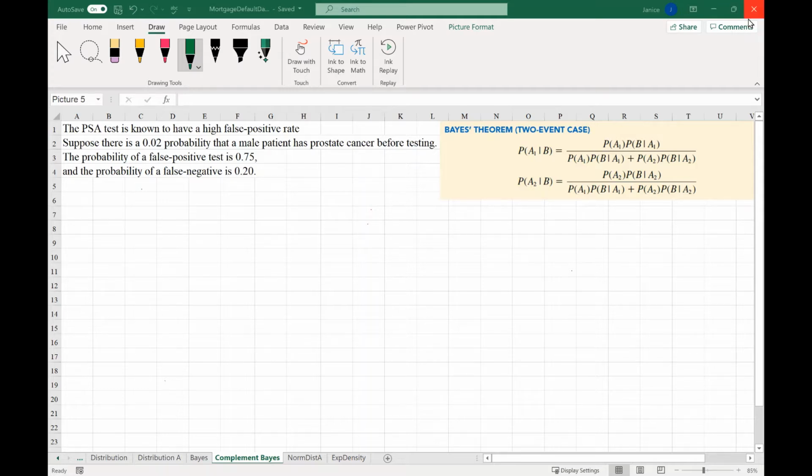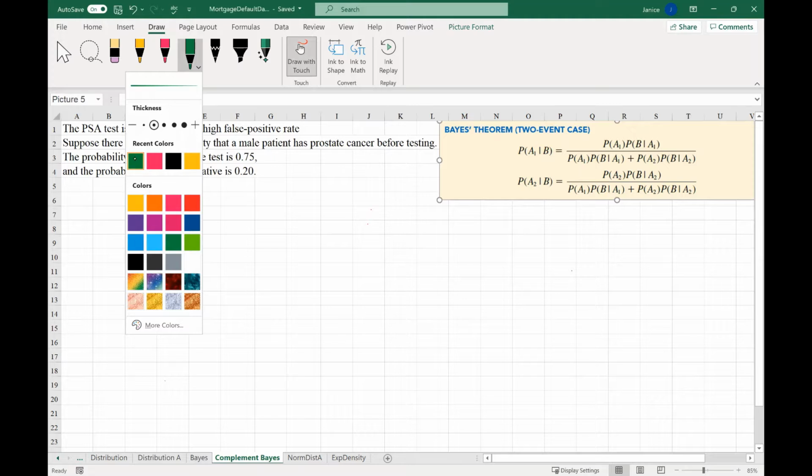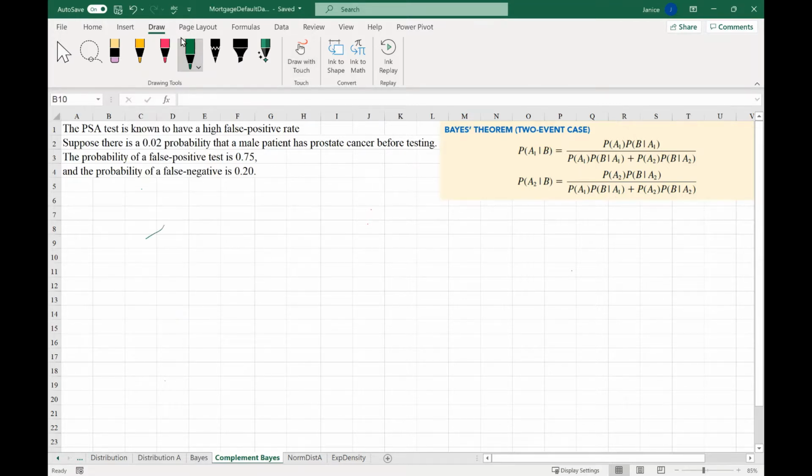If we say that any random male goes to the doctor and he takes a PSA test and the results come back, there's only 2 possibilities. Really, there could be 3 if we want to get technical because it could be inconclusive. We're going to say there are 2 possibilities. So you test, and those possibilities are that the test comes back and says he has cancer, or he does not have cancer. That's our 2 possibilities.